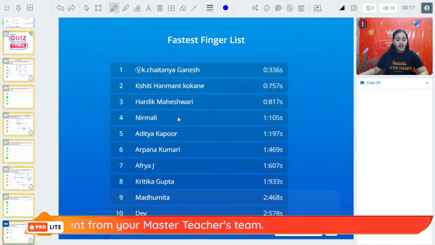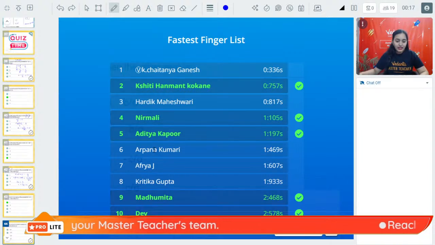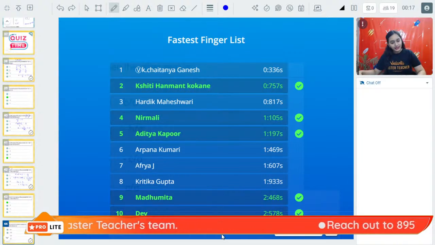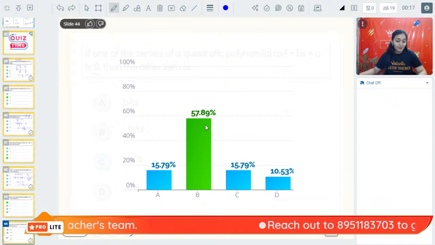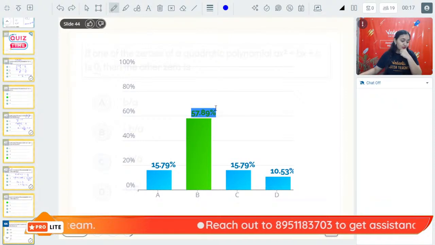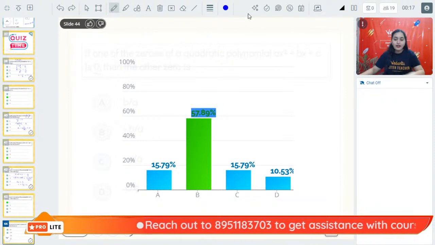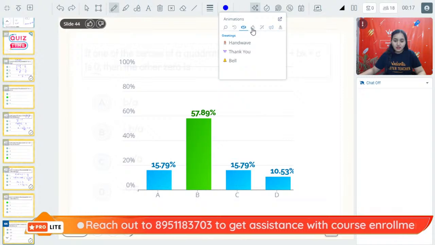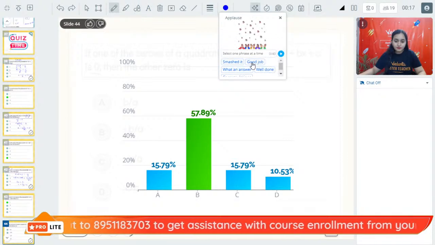Okay. On the screen, Shiti, Nirmali, Aditya, Madhumita and Dev. Very good. The percentage is not rising. I don't know why. Alright, Michelle. Chalo. Good job, bachcho. Good job.